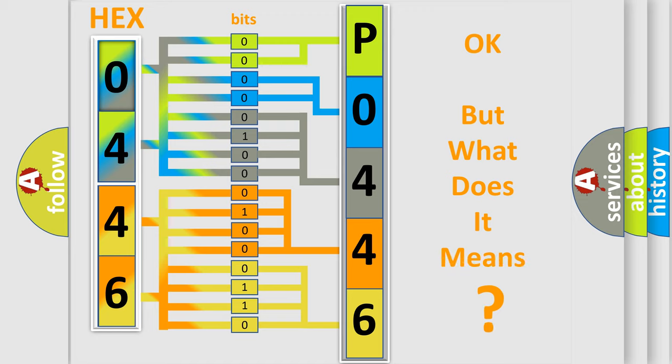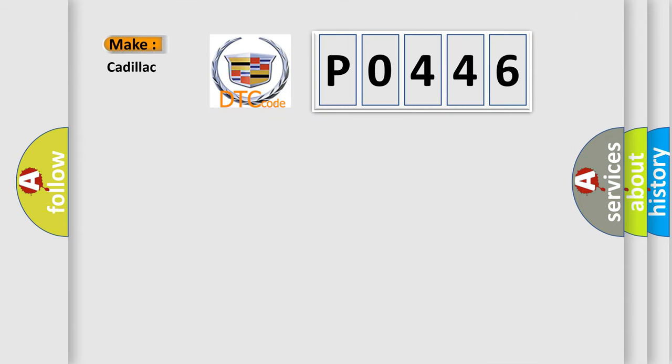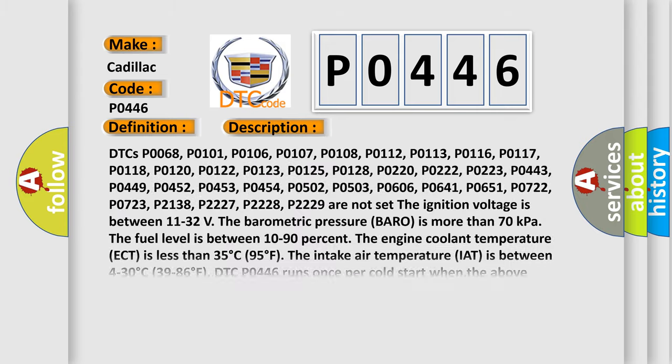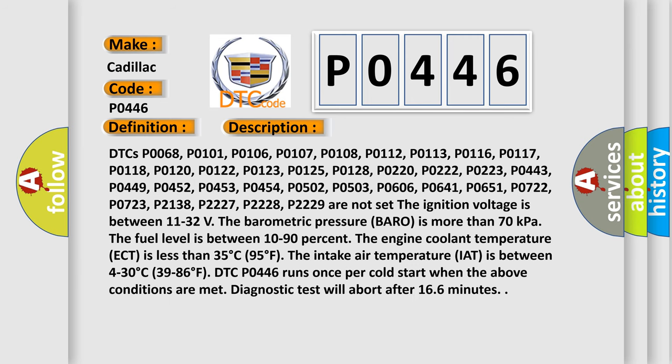The number itself does not make sense to us if we cannot assign information to what it actually expresses. So, what does the Diagnostic Trouble Code P0446 interpret specifically for Cadillac vehicles? The basic definition is evaporative emissions EVAP vent system performance. And now this is a short description of this DTC code.